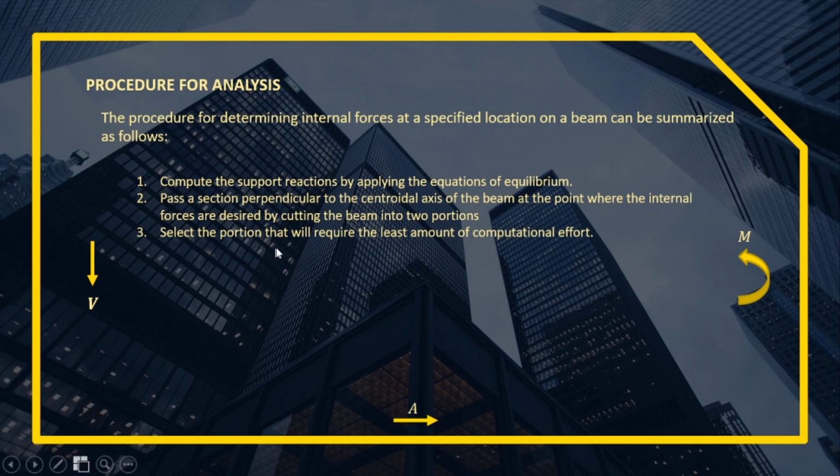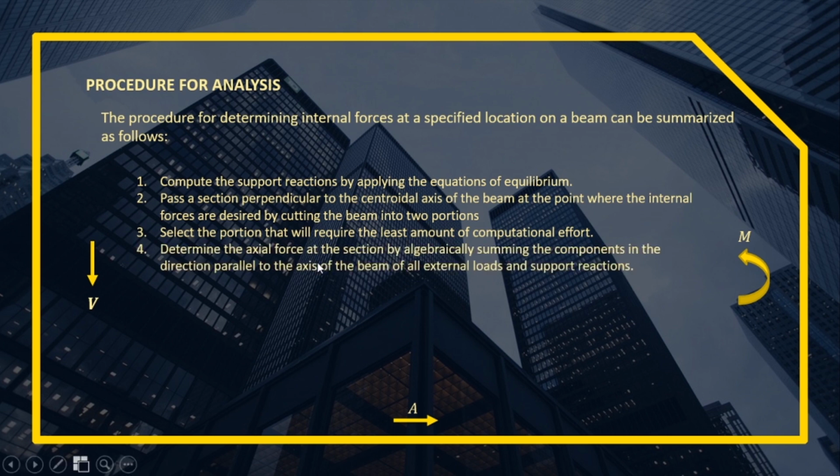Number 3, select the portion that will require the least amount of computational effort. So, after we cut the beam, we choose which section or portion has less to solve. It is better if there are fewer applied forces and reactions. Number 4, determine the axial force at the section by algebraically summing the components in the direction parallel to the axis of the beam of all external loads and support reactions. So for example, our structure is horizontal. To get the axial force, we apply the summation of forces horizontal.